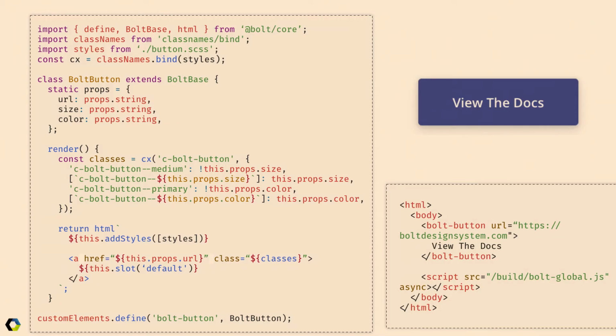So you do all that. And then, as long as you're pulling in your JavaScript that has this code getting compiled, you literally just put a bolt-button tag on the page, pass along what URL you want, and you get your whole button component rendering. Semantics, accessibility, and all.